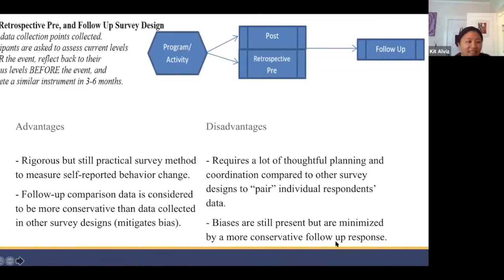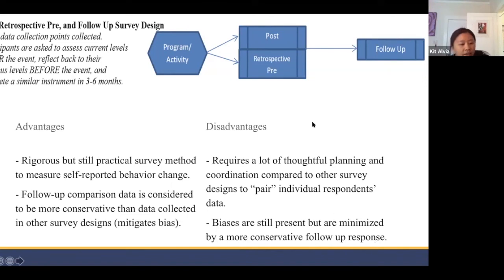Hopefully. Yes, thanks. And then the post-retrospective pre and follow-up survey design. This one is super rigorous and requires a lot more planning and resources. So three data collection points are collected. First, you have your program or activity. Then you do that combination retrospective pre-post survey at the end of your event. And then a few months later, you do a follow-up survey and ask behavior change questions again.